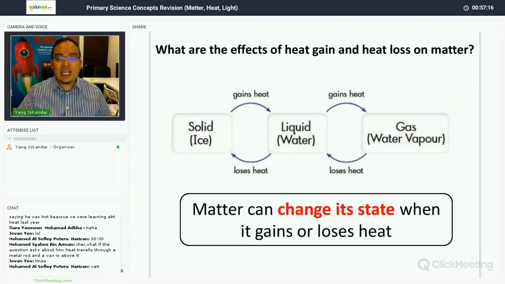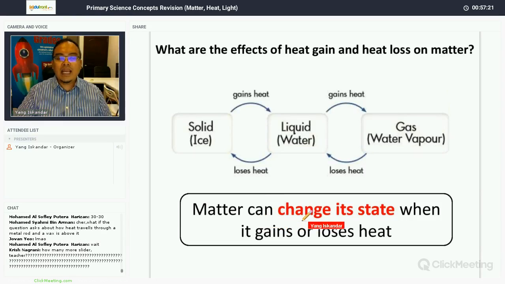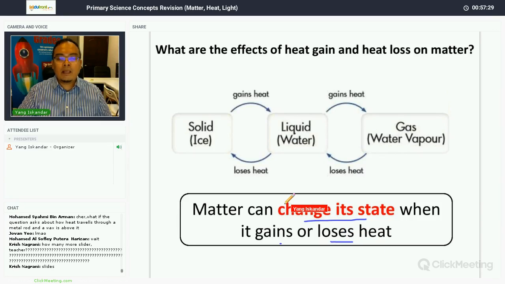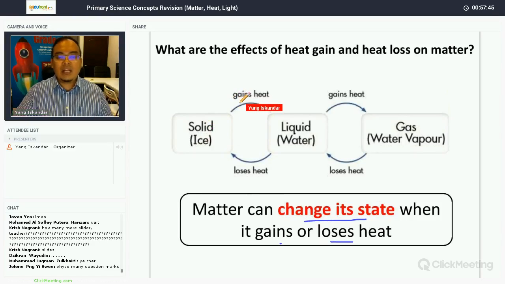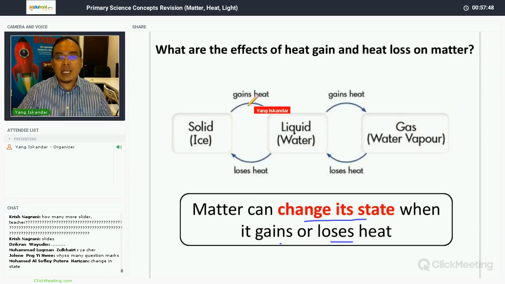So what are the effects of heat gain and heat loss on matter? Matter can change its state when it gains heat or loses heat. This is another effect. Other than the change in temperature, matter can change state when it loses or gains heat. Let's take the example of water. Ice, or water in solid form, will gain heat, and when it gains sufficient heat, it will start to melt. It changes state to liquid water.